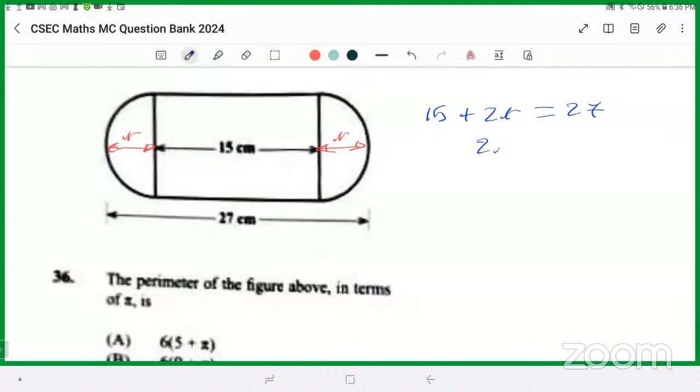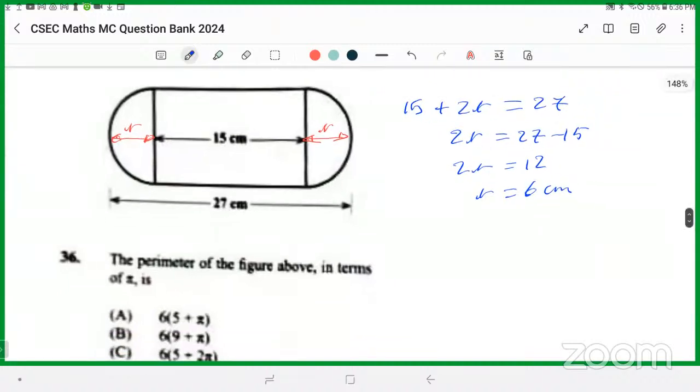So 2 times the radius equals 27 minus 15. 27 minus 15 is 12. 2 times the radius equals 12. So the radius is 6 centimeters. I know they want us to tell them the perimeter, right?